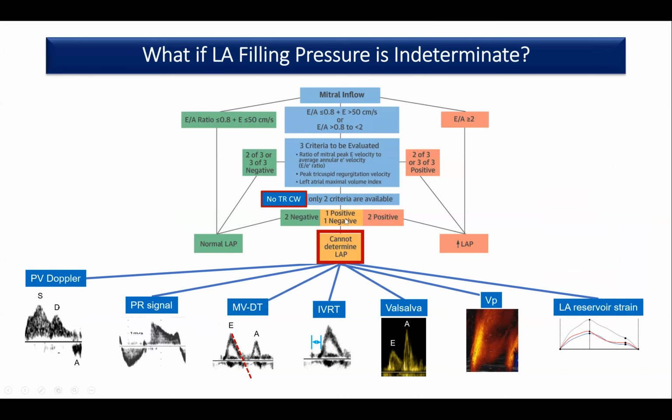Okay, what happens now if you cannot determine the LA pressure? If one of these parameters is positive, one is negative, then we have to look at other things. We have to look at other parameters like pulmonary vein Doppler, PR signal, mitral valve deceleration time, IVRT, Valsalva maneuver, look at the E over Vp ratio, and maybe look further into strain of the left atrium and so on. I'll show you some of these examples later. Personally, I don't really stick only by the guidelines. I really look at everything else that the echo shows us, particularly these 4 or 5 parameters on the left-hand side, which are available on most of our patients.